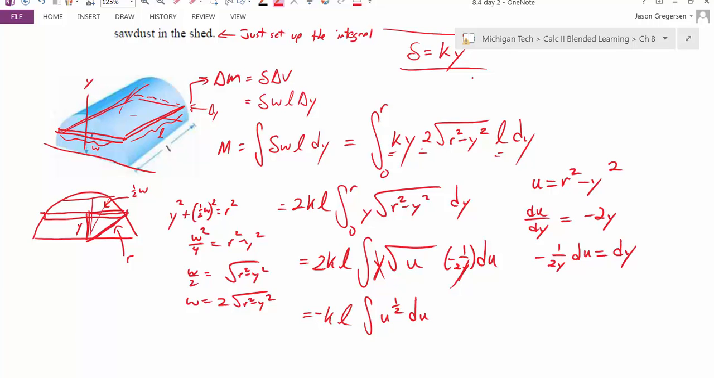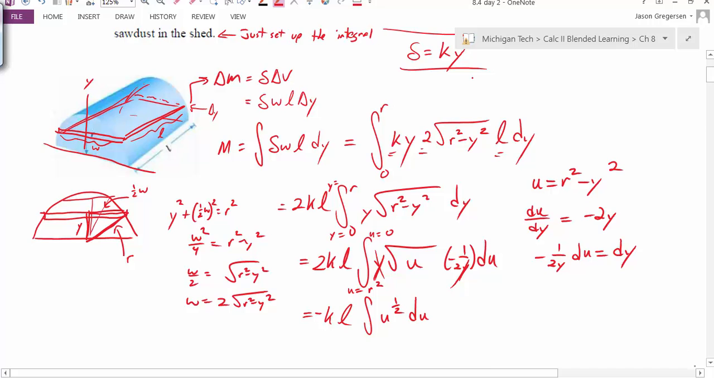We don't have to do this. We can certainly integrate this and then plug our y's back in. I'm just going to change them on the fly, though. These other limits here, where y equals 0 and y equals r. But if y equals 0, what does u equal? R squared. And if y equals r, then what does u equal? 0. So now I'm integrating from r squared to 0.